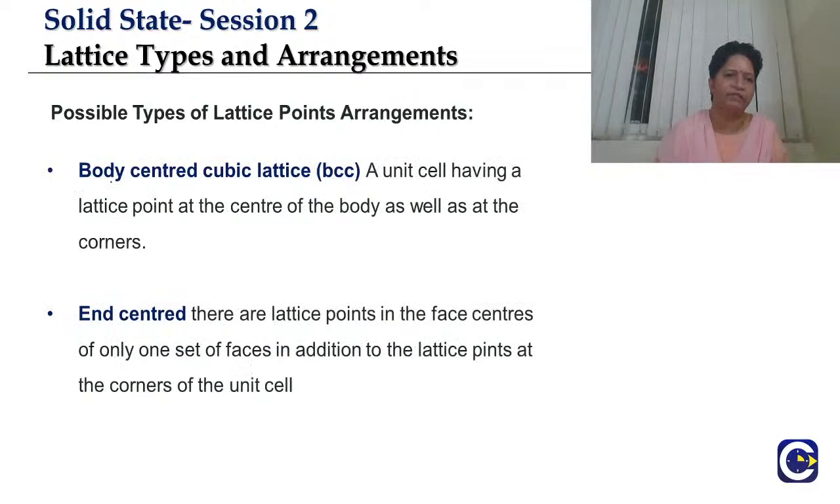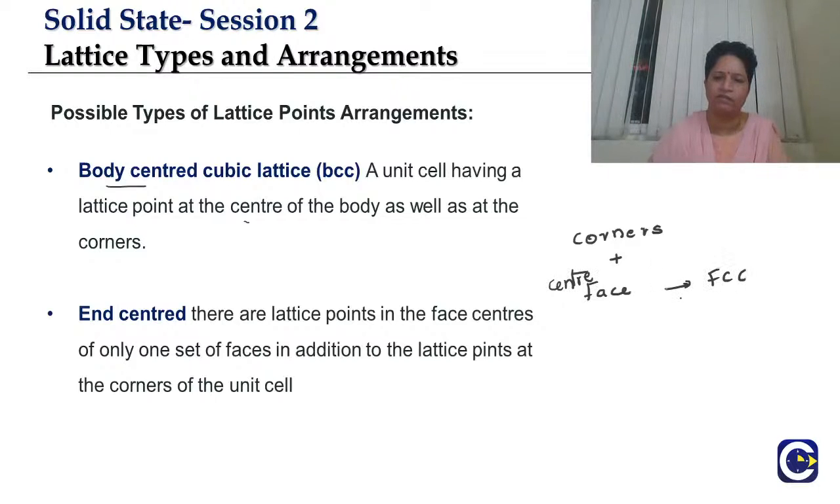Then in case of a body centered, where do we have the lattice points? Along the corners you will also have them. So in all the different types of crystal systems that we are taking, you will always have lattice points at the corners. Along the corners, if you have it at the center of each face, you call it FCC.